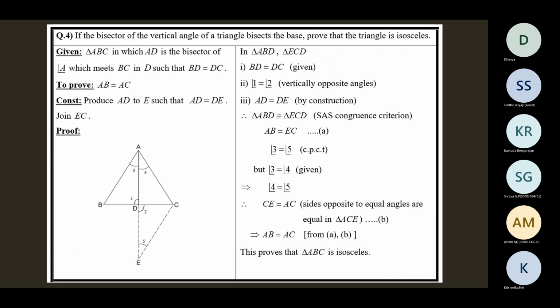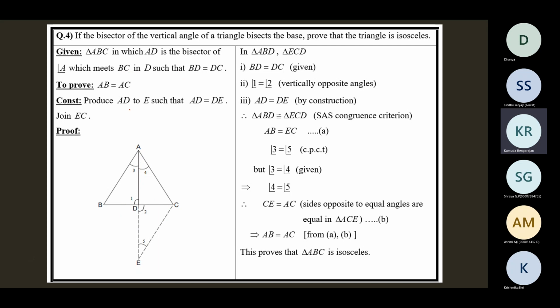All right, children. So that's what it is. We are given a triangle ABC in which AD is the bisector of angle A. AD bisects angle A. That means angle 3 is equal to angle 4. And it meets BC in D, such that BD is also equal to DC. BD is equal to DC.